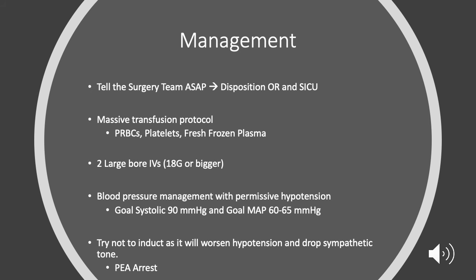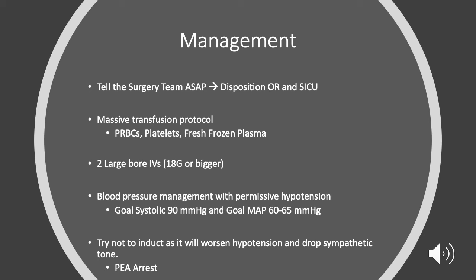Management of this patient is important because this is a true emergency. You're going to want to tell the surgical team as soon as possible because their disposition is likely going to be from the OR and then to the SICU. Next thing you'll want to do is activate mass transfusion protocol, especially if your patient has a known AAA and is unstable. You should also get 2 large bore IVs.